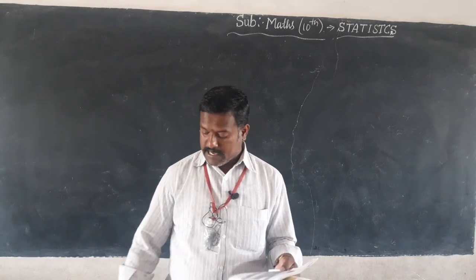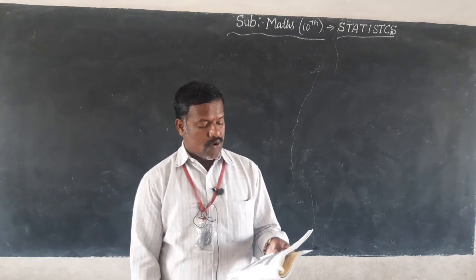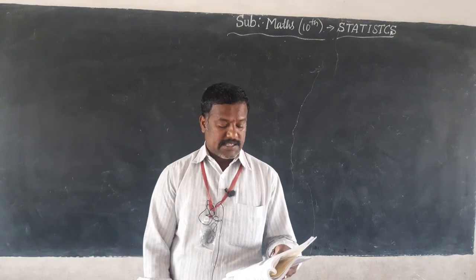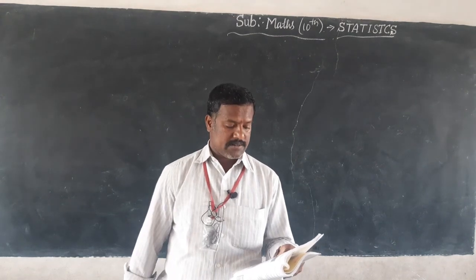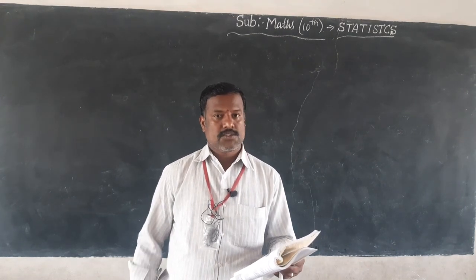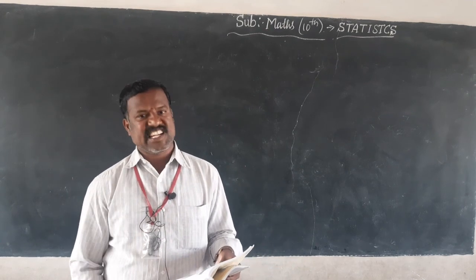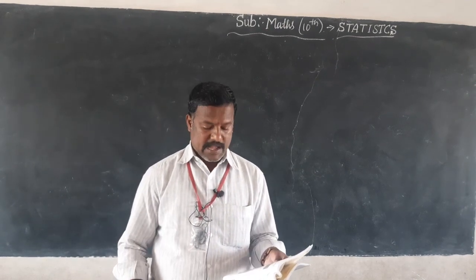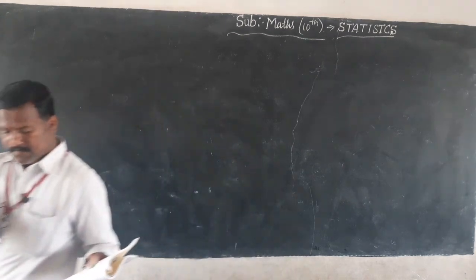Children, here you should draw the less than type ogive, and also you have to find the median. How to find the median, as we all know. Children, here I will give you one trick. First you should draw the less than type ogive. Then after that I will give you the trick how to find the median. Okay children?